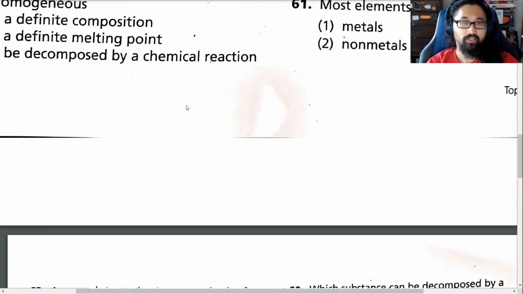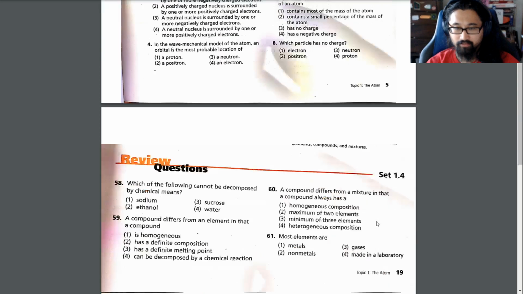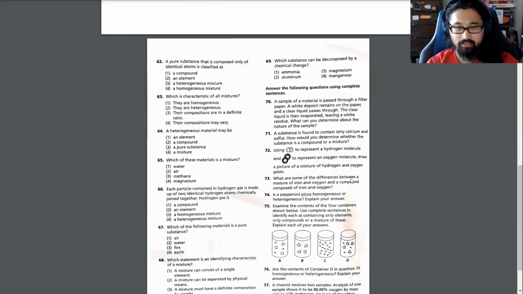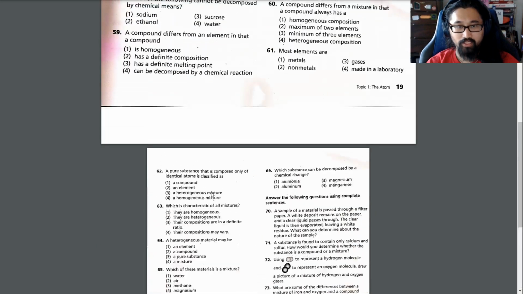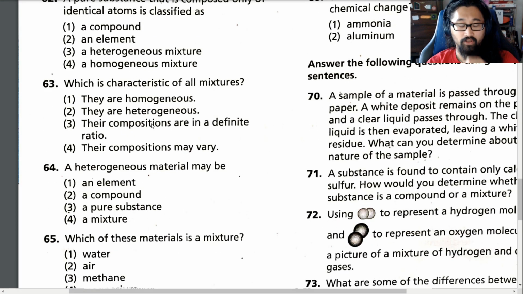Again, if you were curious, some of these questions were from page 5. These ones here are from page 19. These ones here are from page 20. So if I look at this, what is a characteristic of all mixtures?